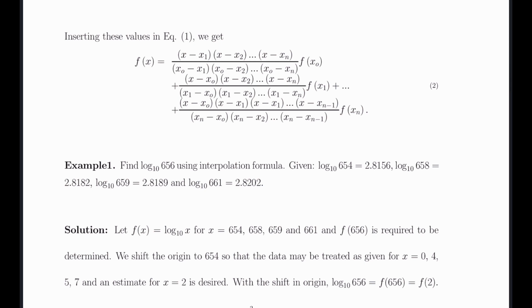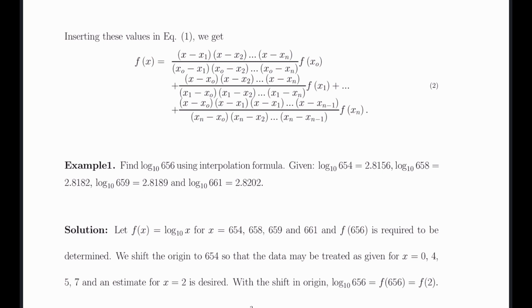If you put the value of the different constants in equation 1, we get f(x) equal to (x minus x1)(x minus x2) up to (x minus xn) divided by (x0 minus x1)(x0 minus x2)(x0 minus x3) into f(x0), plus (x minus x0)(x minus x2) up to (x minus xn) upon (x1 minus x0)(x1 minus x2) up to (x1 minus xn) into f(x1), plus so on and so forth.